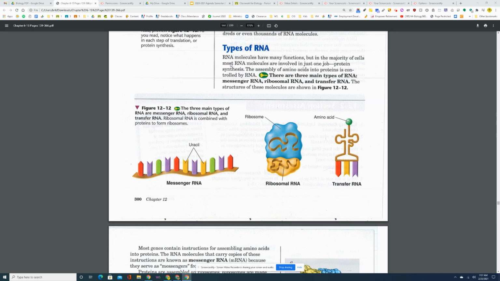Types of RNA. RNA molecules have many functions, but in the majority of cells, most RNA molecules are involved in just one job: protein synthesis. The assembly of amino acids into proteins is controlled by RNA. There are three main types of RNA: messenger RNA, ribosomal RNA, the stuff that makes up the ribosome, and transfer RNA. The structures of these molecules are shown in figure 12-2. Here is the transfer RNA, guys. It transfers amino acids to the ribosome.